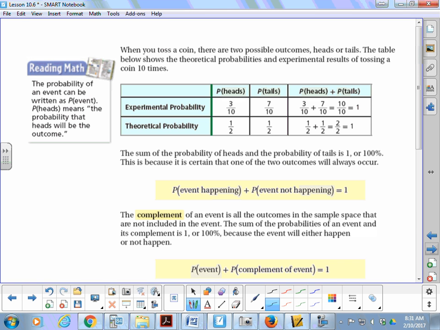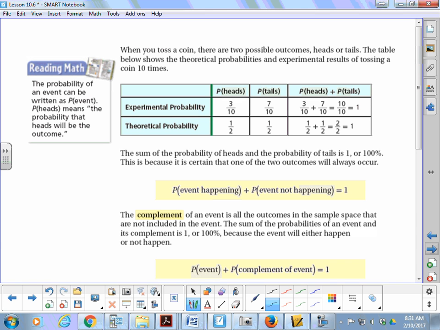When you toss a coin, there are 2 possible outcomes, heads or tails. The table below shows the theoretical probabilities and experimental results of tossing a coin 10 times. So they did it 10 times, they got 3 heads and 7 tails. Theoretical probability, we expect that half of them are going to be heads, half of them are going to be tails. Now, if we add the probability of heads and probability of tails together, we get 1, or 100%. So the sum of the probability of heads and the probability of tails is 100%, because it's certain that one or the other is going to happen.